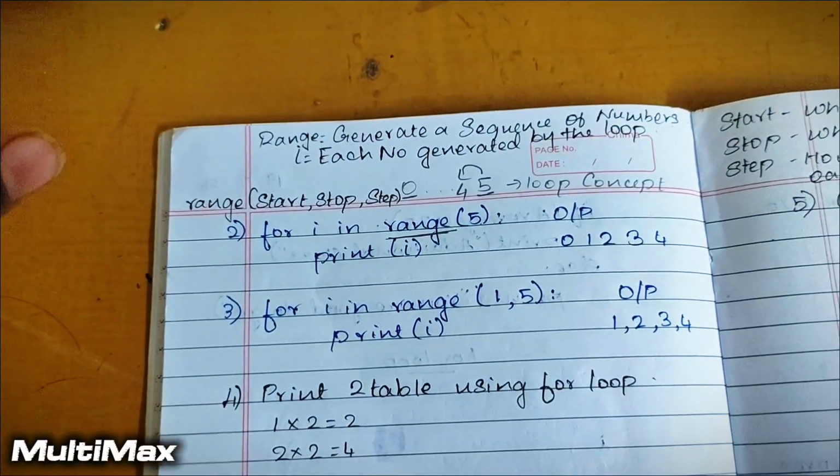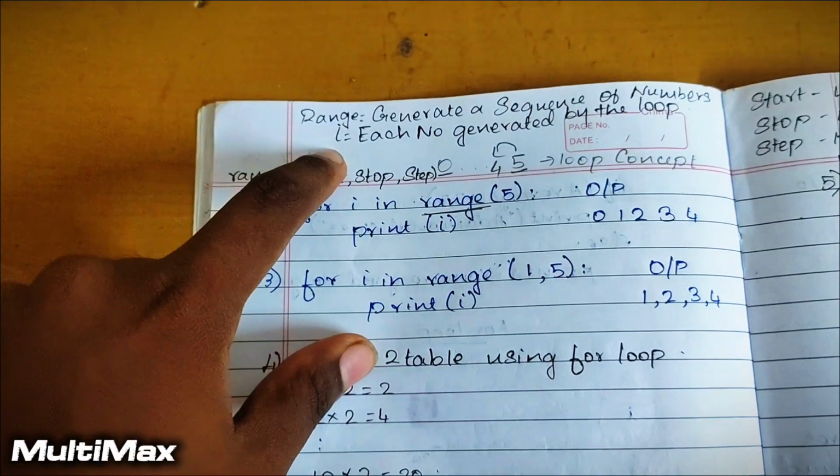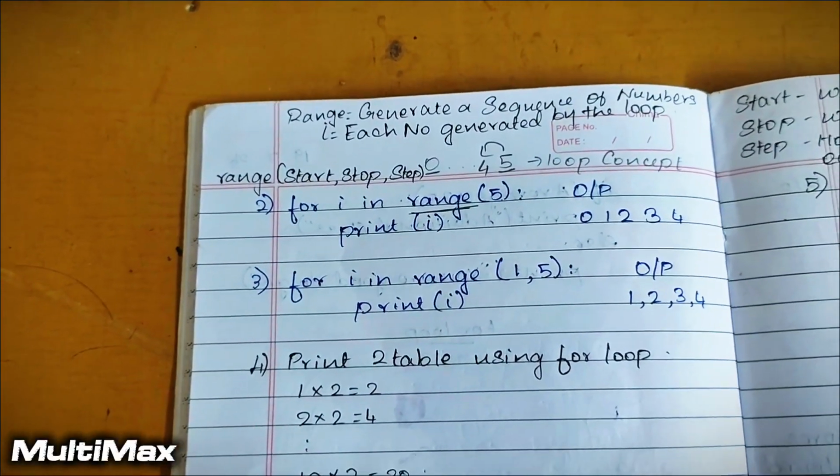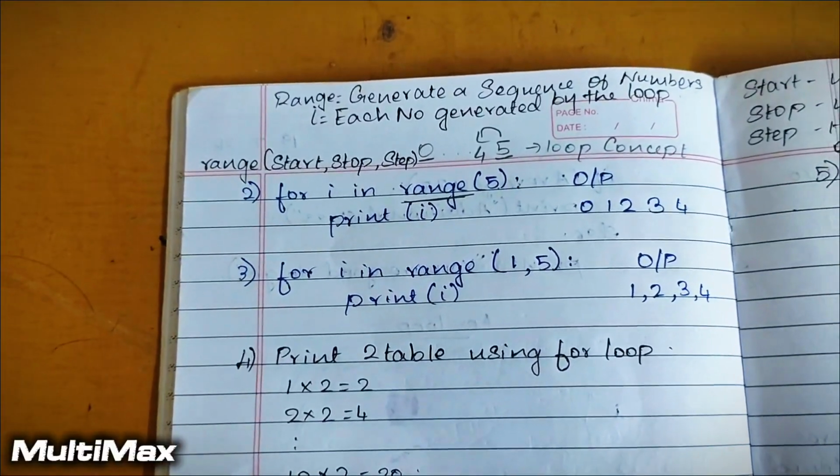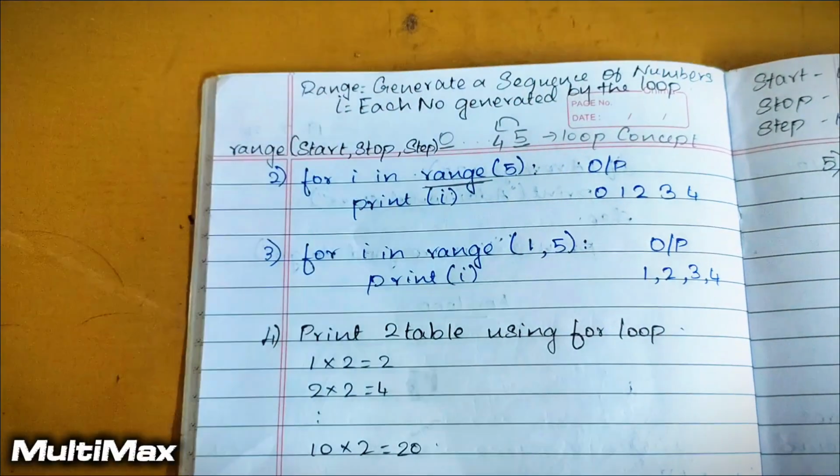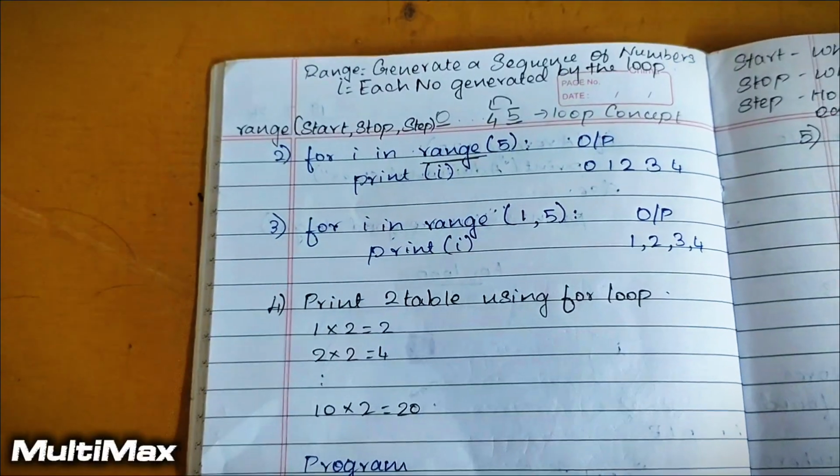So guys, take a rough note and write this definition about range as well as i, so that you won't forget. If you forget, you can see your note. So range and i, you have to learn that. You have to fix it in your mind.